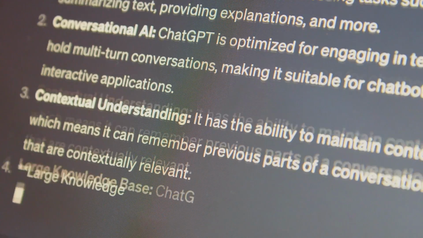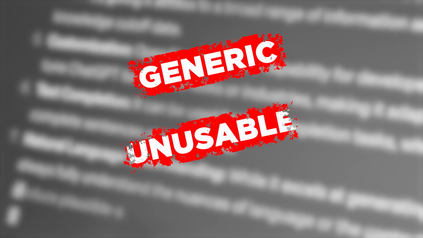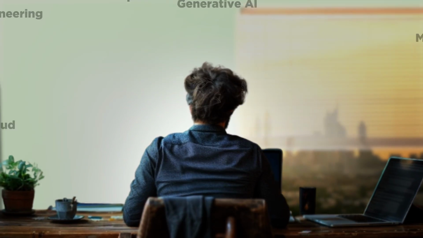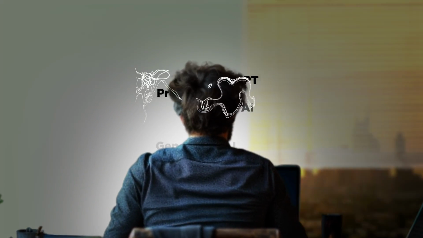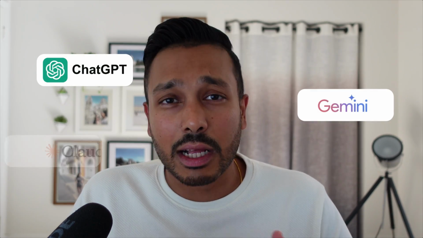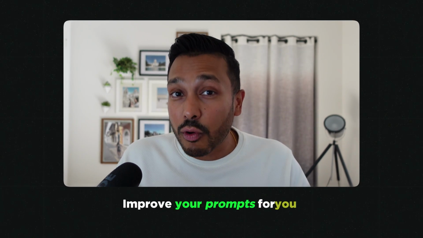If you've ever used AI to write anything like an email or blog post, 9 times out of 10, you get back generic, unusable garbage. So after weeks of experimentation, I actually figured out a way to have ChatGPT, Gemini, Claude, or really any other generative AI improve your prompts for you so that you don't have to do any of these complex operations by yourself.